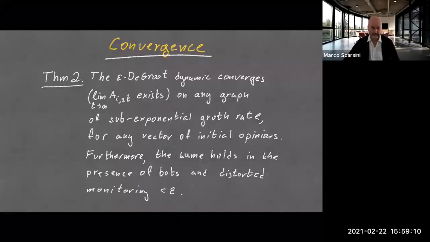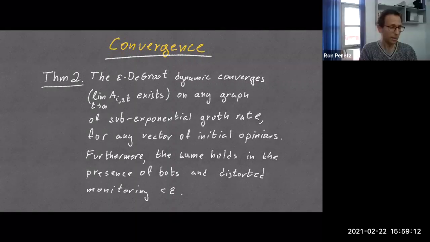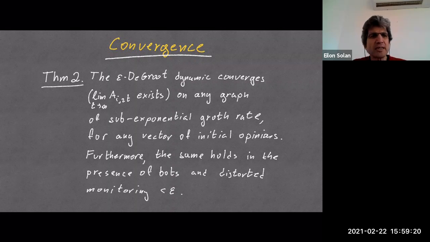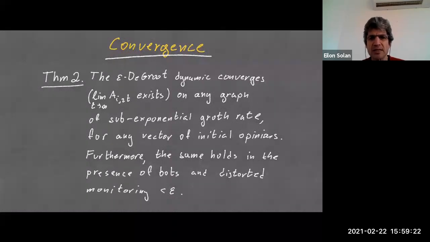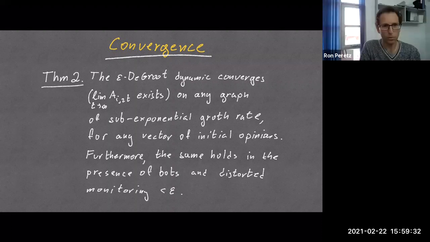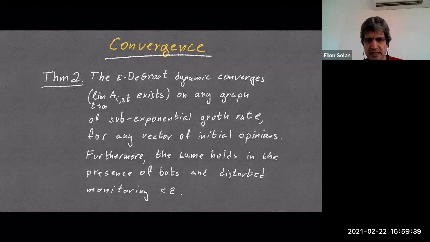Okay, thanks. Ron, can I ask a question? Yes. There is something I don't understand with the theorem, because suppose that your graph is a line, simply Z, so the growth is sub-exponential. That's true. Now, suppose that you have vertex zero that has initial opinion zero, then around it, you have 100 vertices of opinion one.